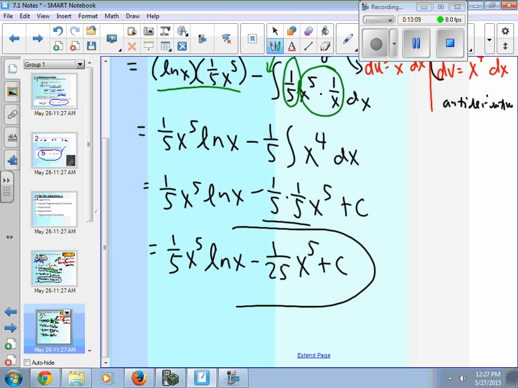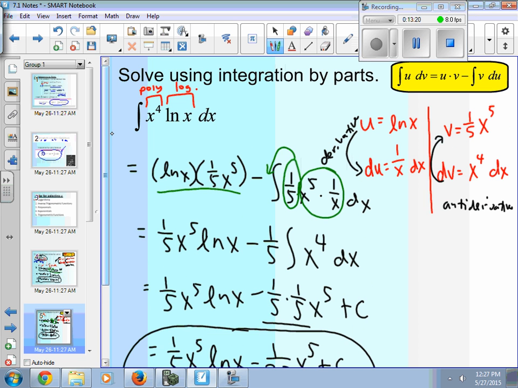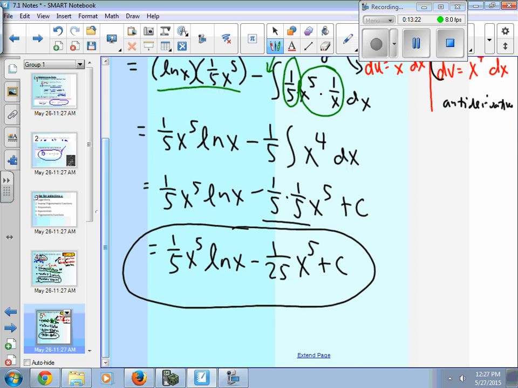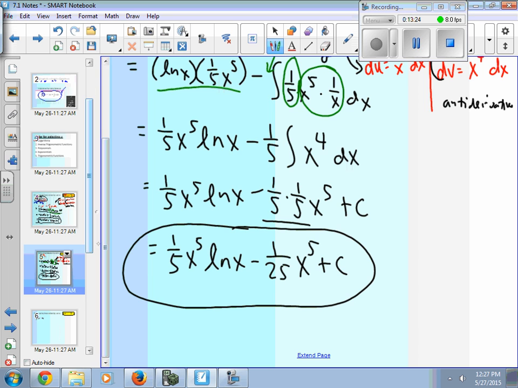So this answer right here, if we were to take the derivative of that, and we'd have to use product rule going through and doing it, you would get an answer of x to the fourth ln x if you go through and find the derivative. It's called integration by parts.